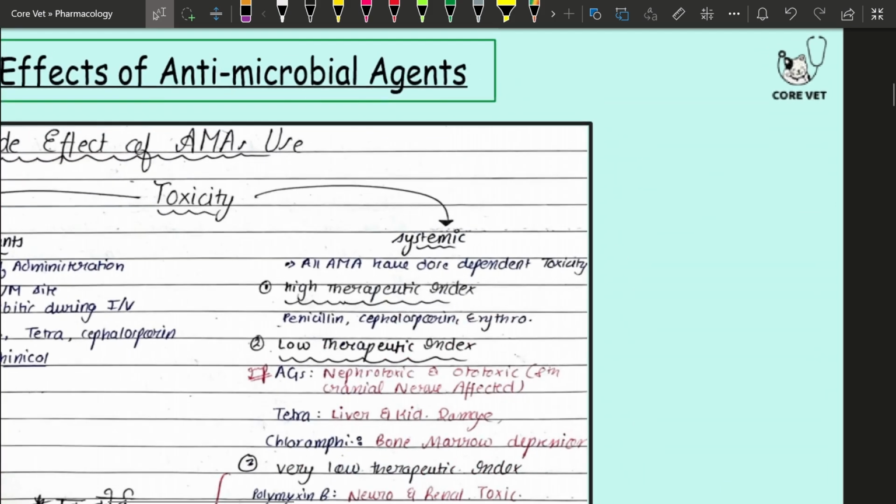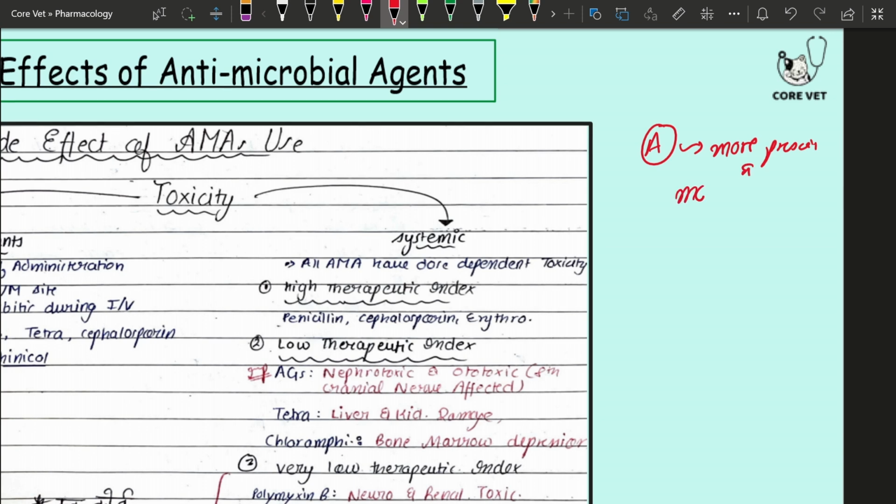As I told you in the first lecture in the definition, a drug is always a drug. Say there is a drug A, it would be more precise, more effective and better to use when it shows no or minimum adverse effect.